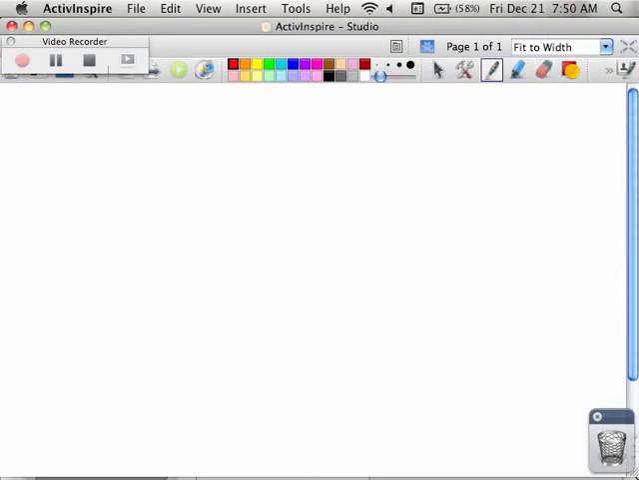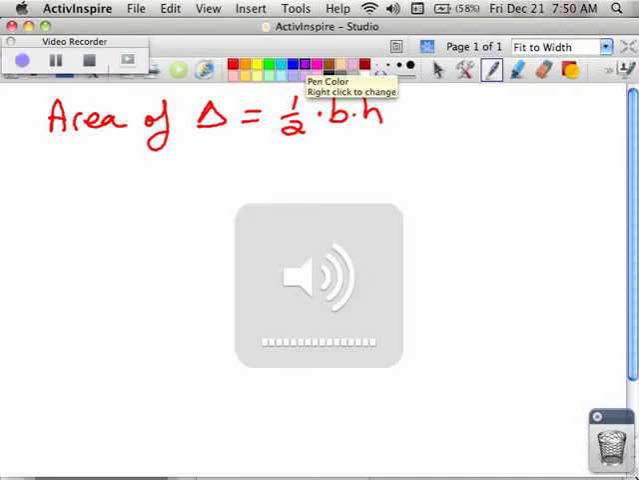This is about area of a triangle. So you might recall that area of a triangle equals 1/2 times the base times the height. But today, the last thing I'm going to show you is there are two extra formulas that you can use for the area of a triangle.